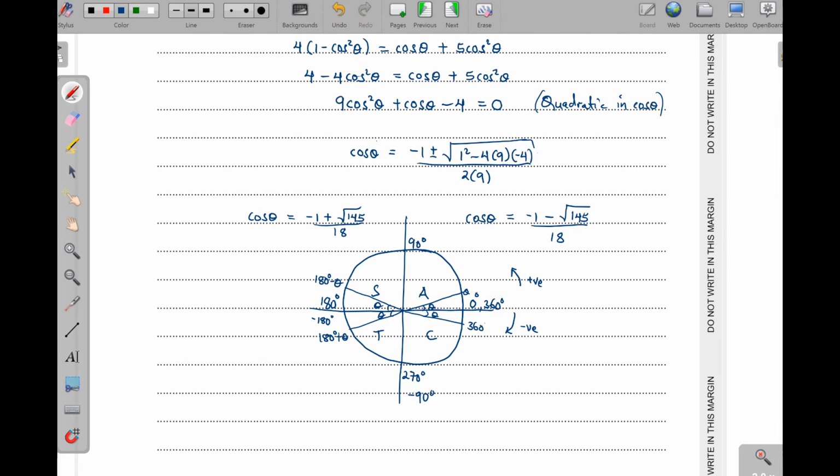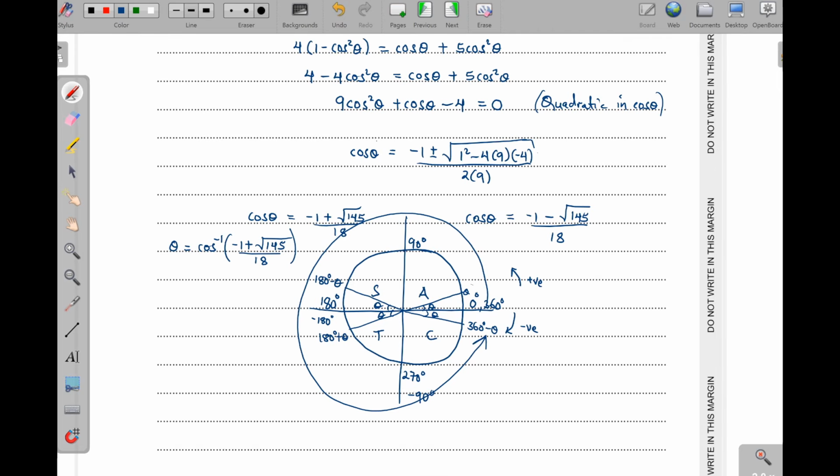Then 360 minus theta when you come like that. Now, theta here is going to be equal to the arc cos of negative 1 plus root of 145 out of 18. Now, this part here is positive. So since it is positive, we are going to get the answer in the first quadrant. The other answer would be in this quadrant here, where cosine is positive. So I would say my first answer is that acute angle. Then the second answer would be this one.